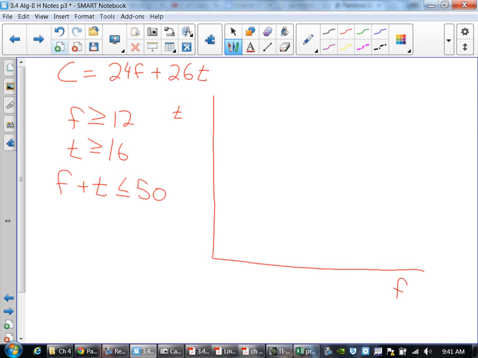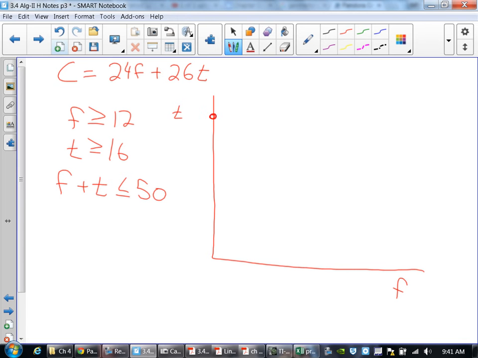If F plus T was greater than 50, that means they could carry more than 50 people. It says no more than. So they can't carry more than 50 people. Okay, never mind. Just a little idea.